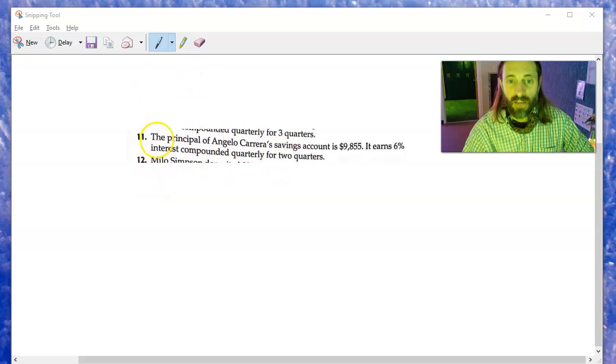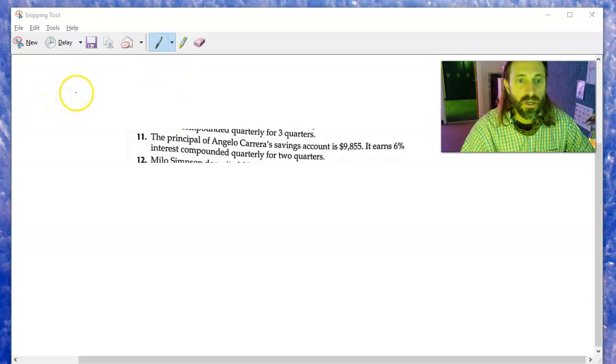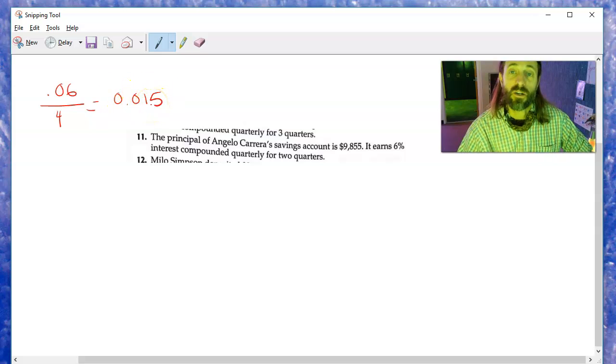So in problem 11, it says the principal is $9,855 and it earns 6% interest compounded quarterly. So the first thing you have to ask yourself is, wait a minute, 6% is really 0.06. And if you compound quarterly, well, there's 4 quarters in a year, and you divide 0.06 by 4 and you get 0.015. So that is my quarterly interest rate.